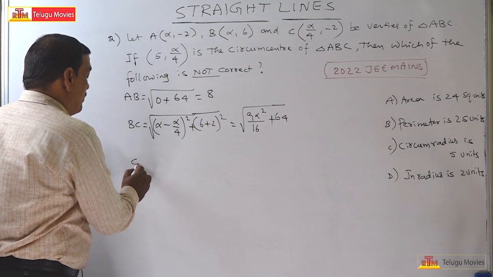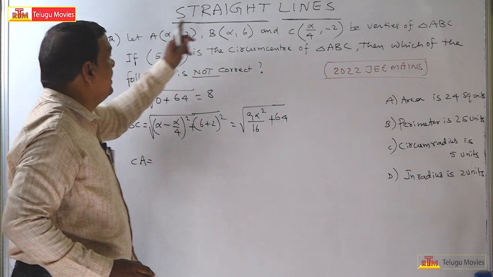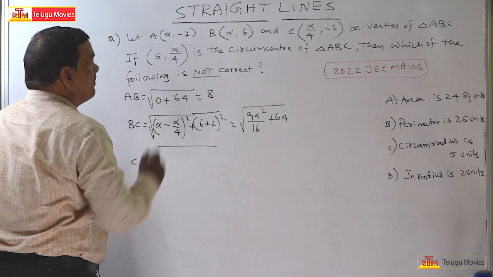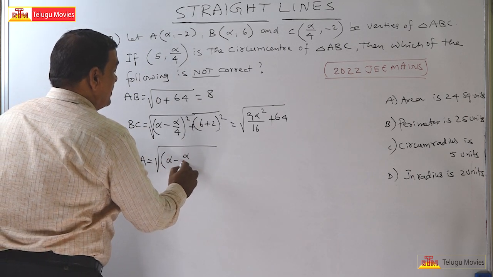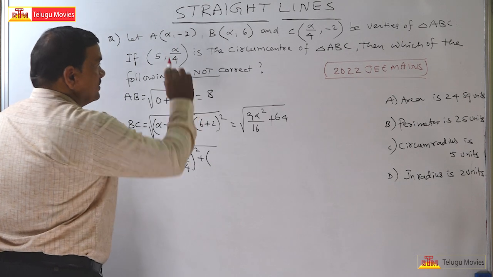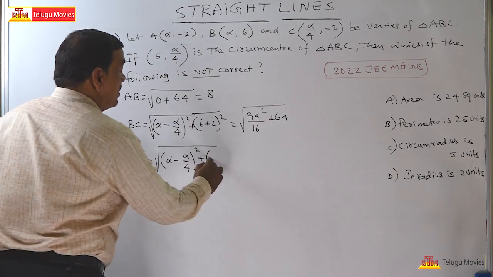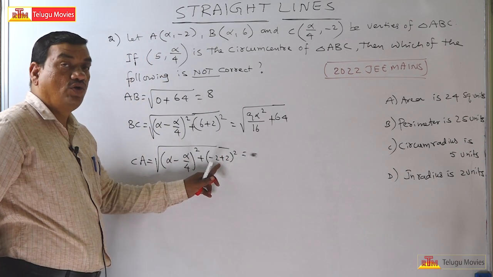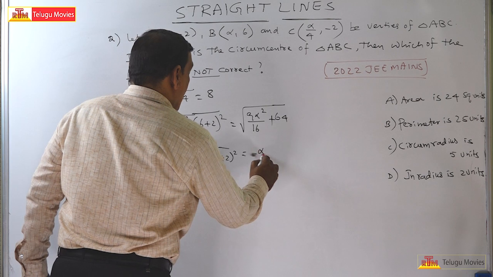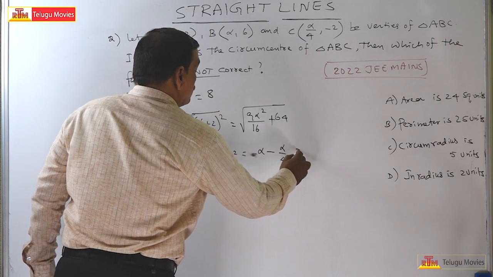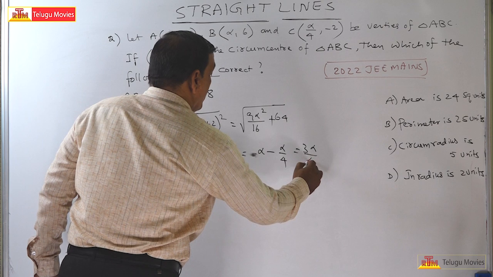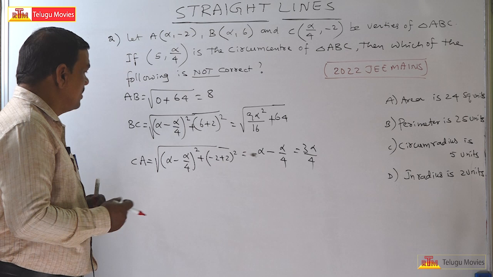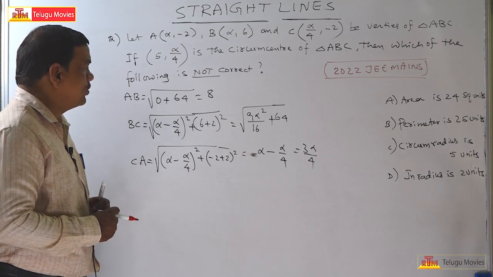AB, BC, now CA. C and A, first and last. That is square root of (alpha minus alpha by 4) whole square plus (minus 2 plus 2) whole square. This anyhow is 0, and the square and square root cancel, so this is equal to 3 alpha by 4. Let us see if you can observe any difference here.